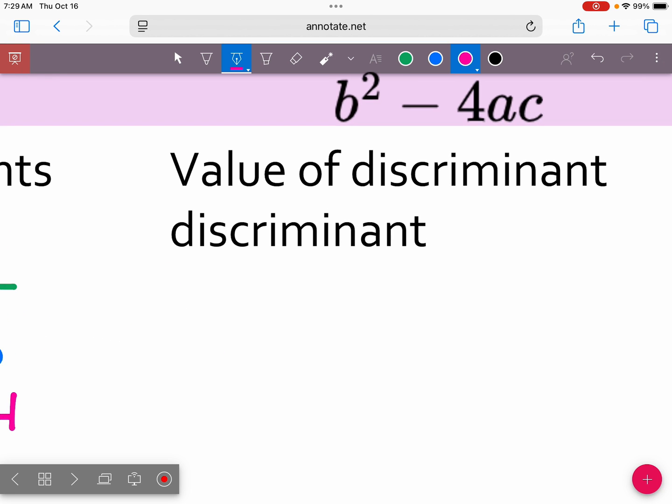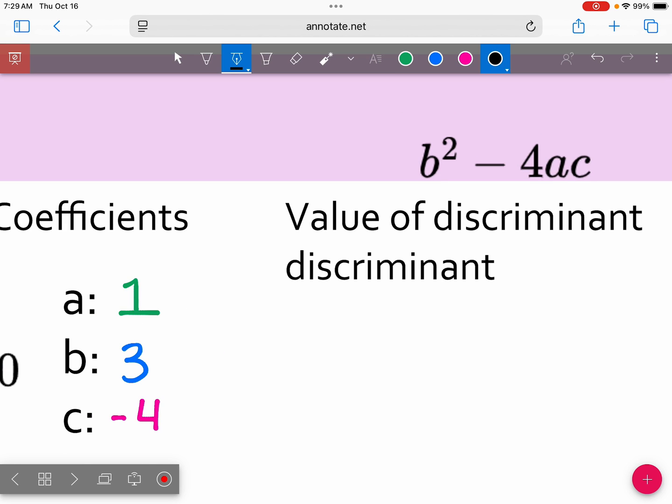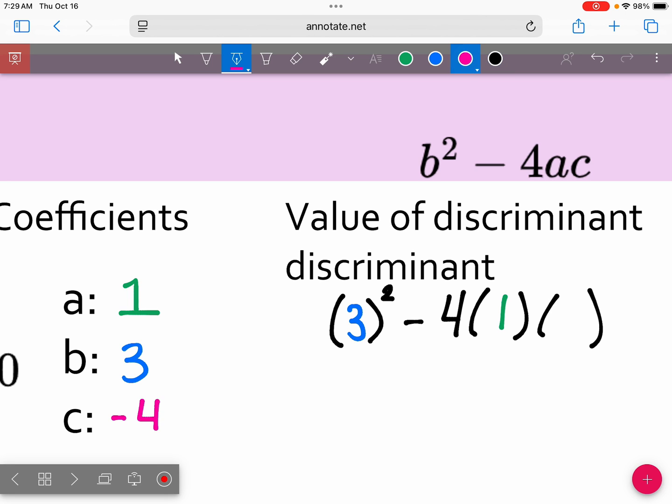So what we're going to do is substitute those pieces in just like we did in the bell work. I'm going to put my B, 3, in place of the letter B. So we're going to have our b squared, minus 4 times our A, which is 1, times our C, which is -4. That is a very, very common mistake, to flip around which letter goes where. It is really important that they go in the right spots.